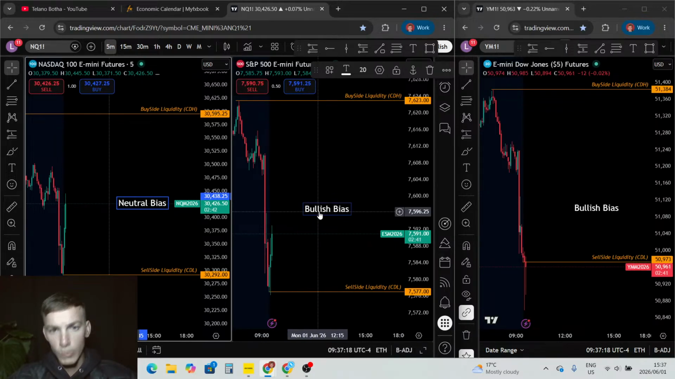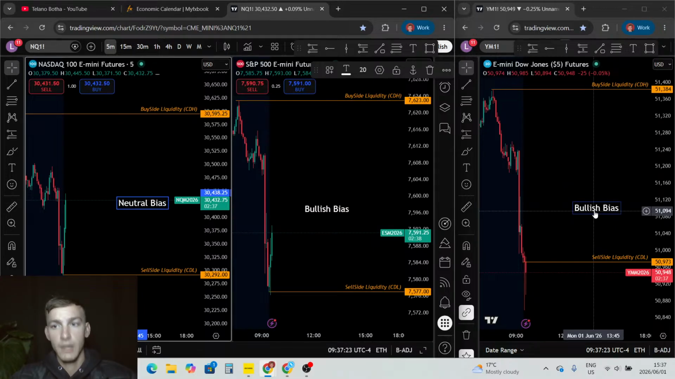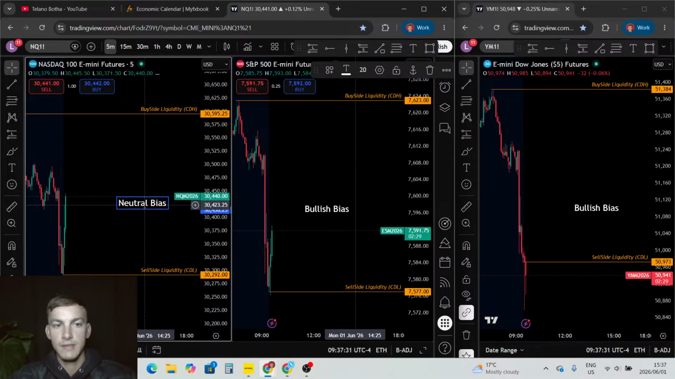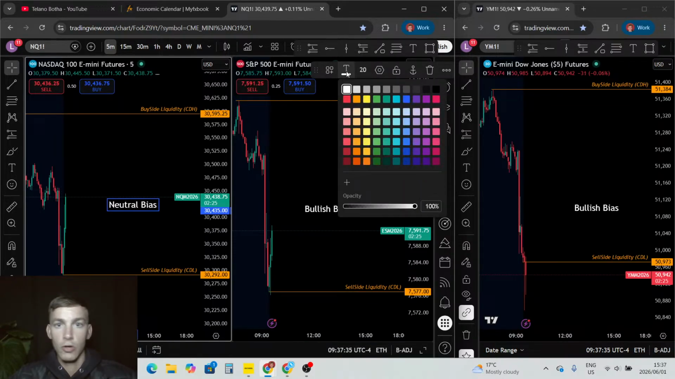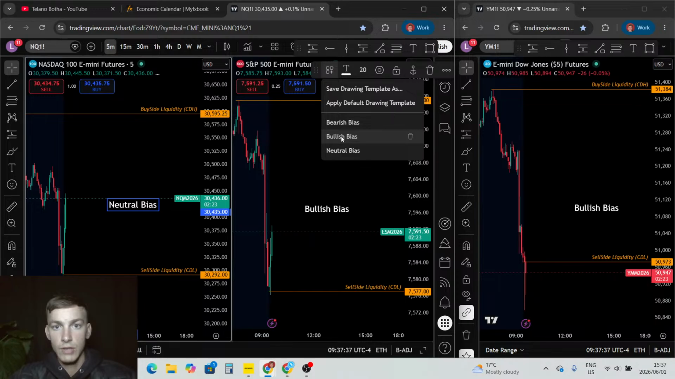So we are bullish on the S&P 500. We are bullish on the Dow Jones Industrial Index. So I already have a bullish stance on two of three index pairs. That automatically just invalidates any specific shorts for me. So I'm going to change this to bullish.